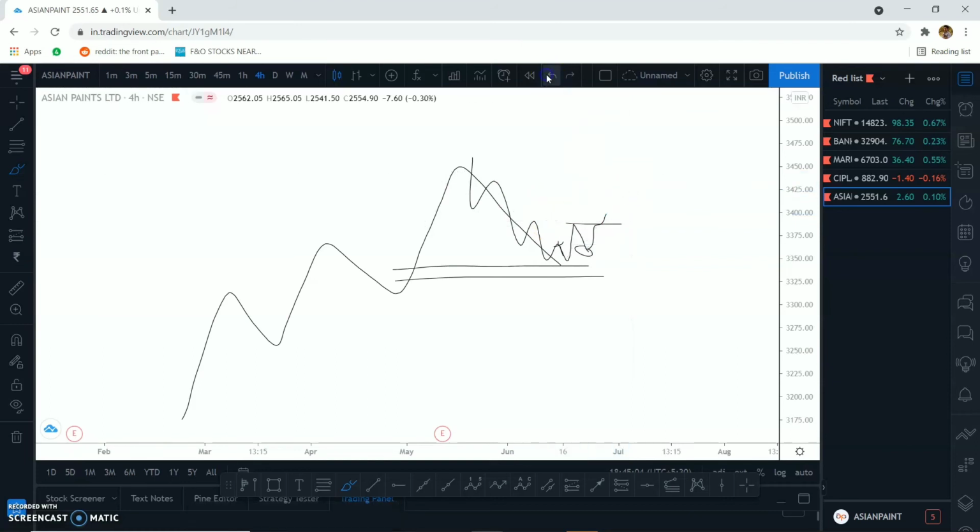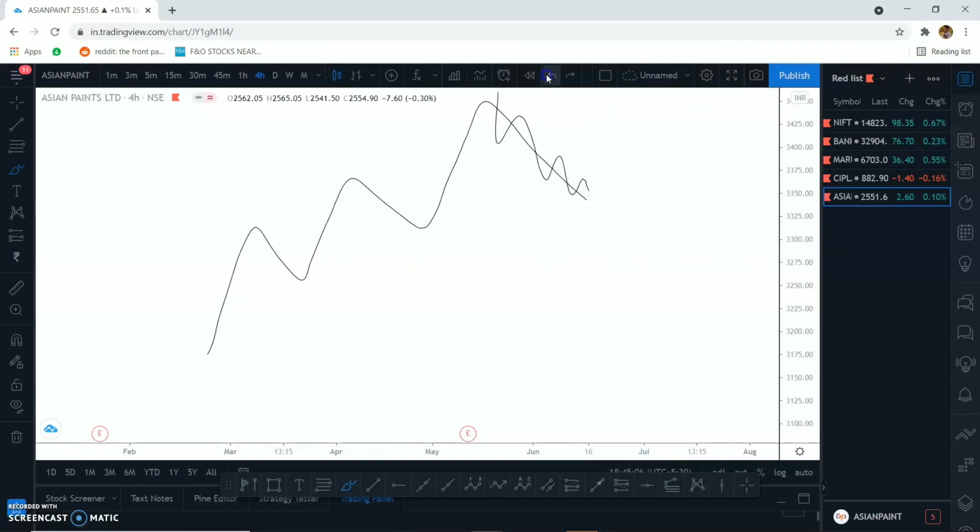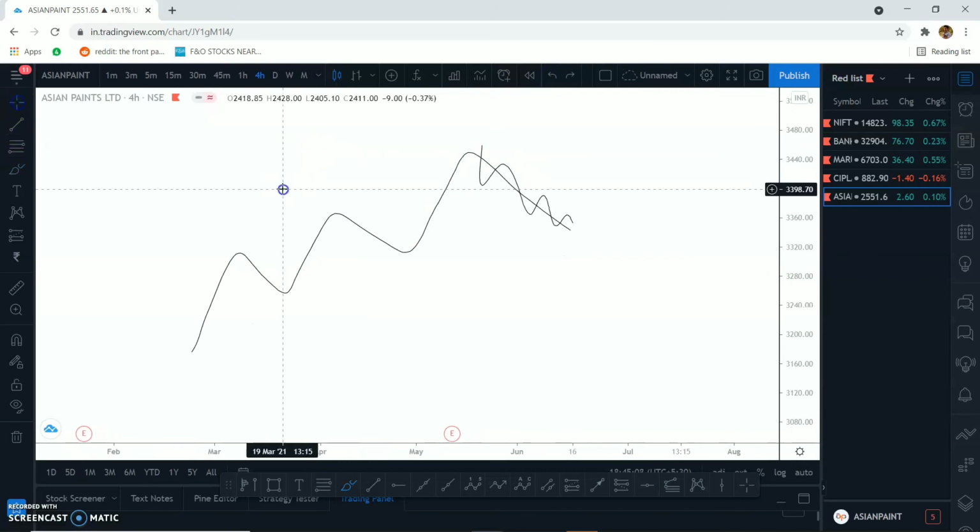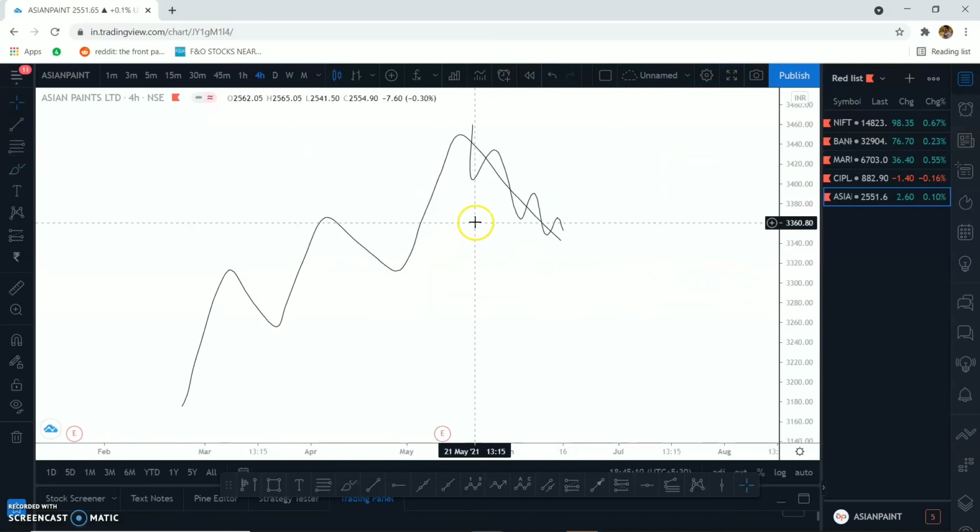Price will first complete the pullback. Where the pullback will come, that you need to study. You need to study order blocks, probably demand and supply zones. There's a lot of things that you need to study about it. I'll probably make a video in a different section for that, or simply you can use the Fibonacci.